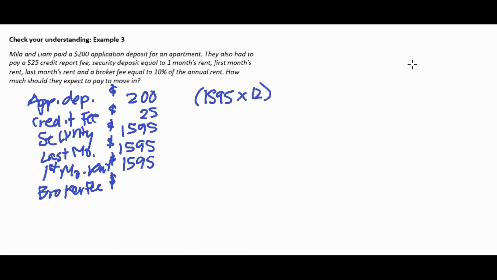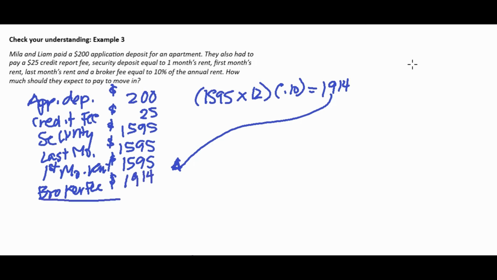So what we're going to have to do is take that $1,595 and multiply it by 12. That'll give us the annual rent collected, and then multiply that by 0.10, and that'll give us $1,914. That is the amount that you're going to pay the broker for helping you find this apartment. So when we add up all those fees, you're going to see that it costs you $6,924 just to move into your apartment.